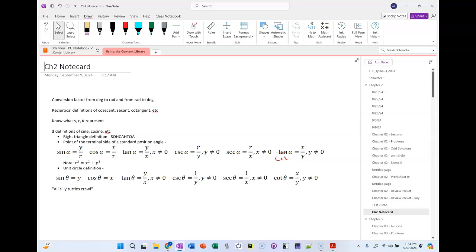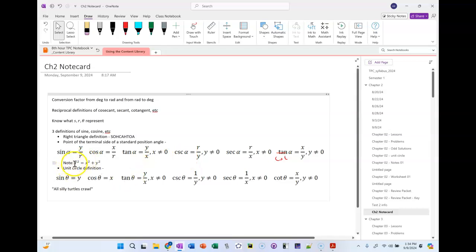Know what the S and theta are in those arc length formulas. Seemed like we had some trouble with that on the homework quiz. You should definitely know the 3 different definitions for sine, cosine, and tangent. So the right triangle definition is SOHCAHTOA. Then you have the point on the terminal side of a standard position angle definition, which I've listed below. And I noted here that to find r squared is x squared plus y squared. And then there's the unit circle definition, which I've written down here below.